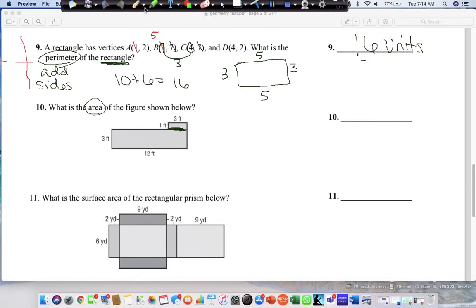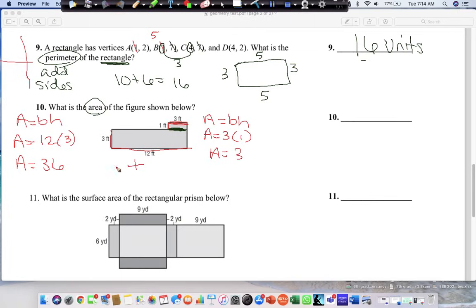I do know that rectangles have a formula of base times height, okay? So if we have two of them, the bottom rectangle has a base of 12 and a height of 3. So area equals 12 times 3. And then the top one has a base of 3 and a height of 1. So 3 times 1. 12 times 3 gives me 36. 3 times 1 gives me 3.